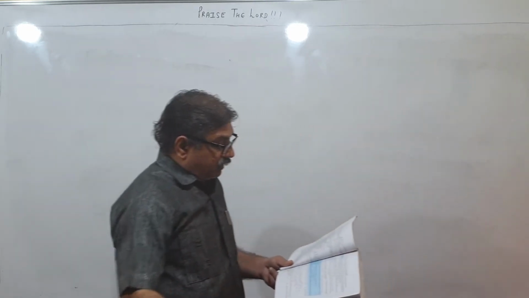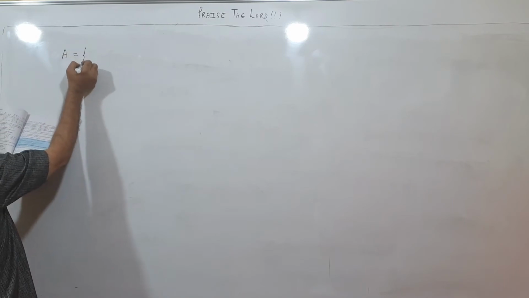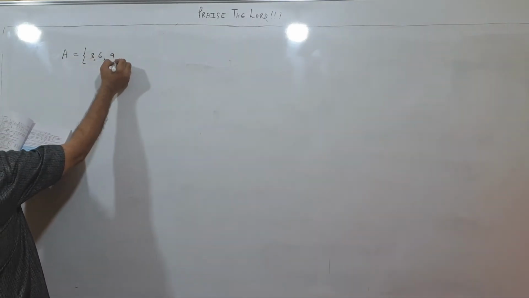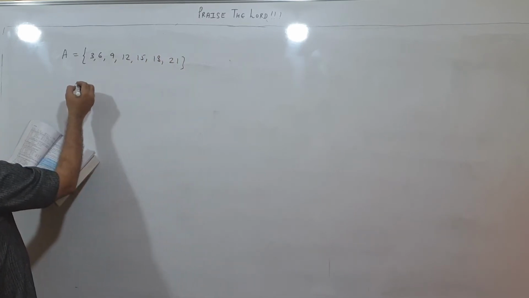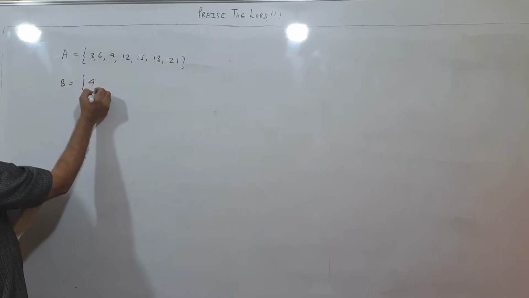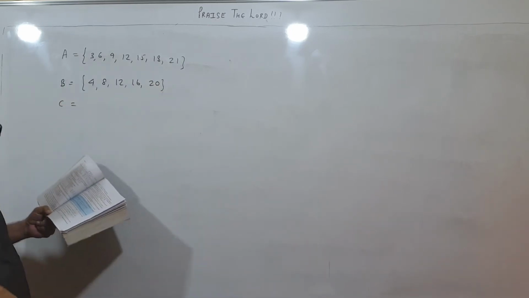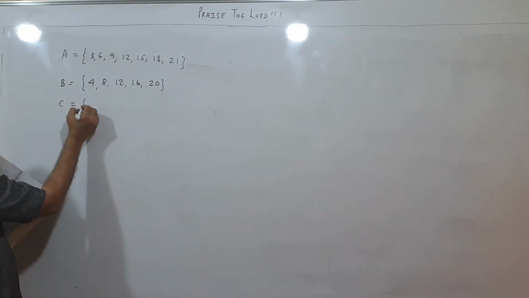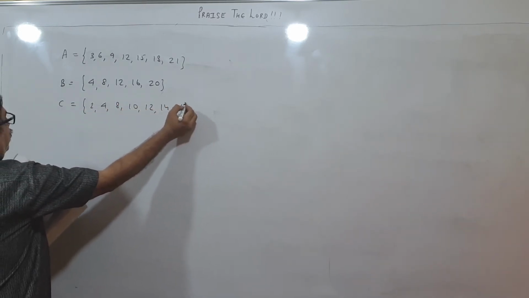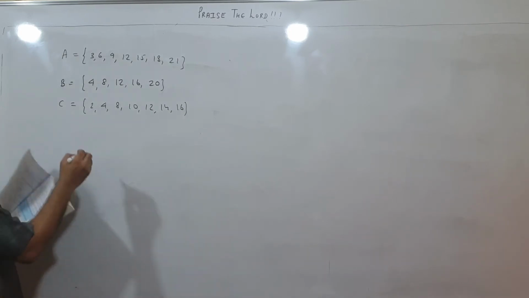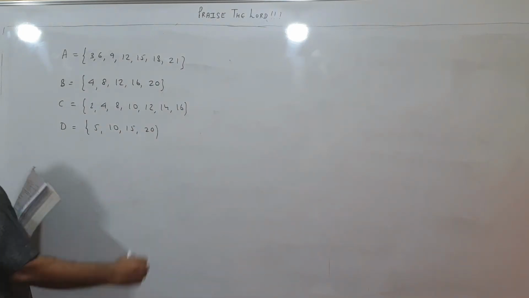See children. We are having A as 3, 6, 9, 12, 15, 18 and 21, multiples of 3. B is multiples of 4 up to 20: 4, 8, 12, 16, 20. C is given to me as 2, 4, 8, 10 like this: 2, 4, 8, 10, 12, 14 and 16. And D is multiples of 5: 5, 10, 15 and 20.